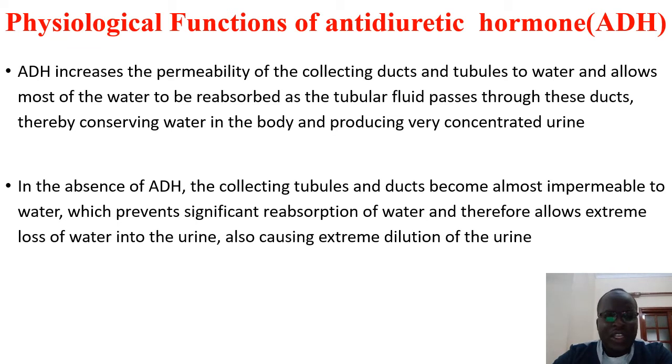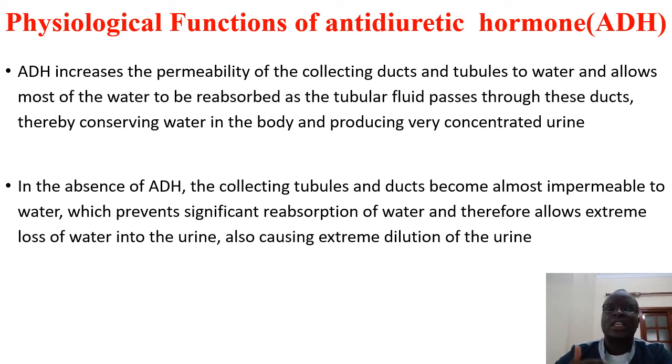But in the absence of ADH, the collecting tubules and ducts become almost impermeable to water, which prevents significant reabsorption of water and therefore allows extreme loss of water into the urine, also causing extreme dilution of the urine. So in the absence of ADH, the collecting tubules and the collecting ducts will be impermeable to water because they will be lacking the aquaporins 2. So there will be no reabsorption of water. If there is no reabsorption of water, much of the water will be excreted in the urine. So you'll be producing diluted urine.